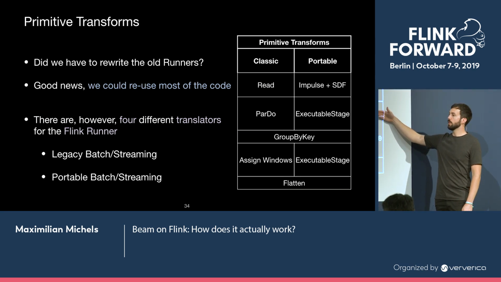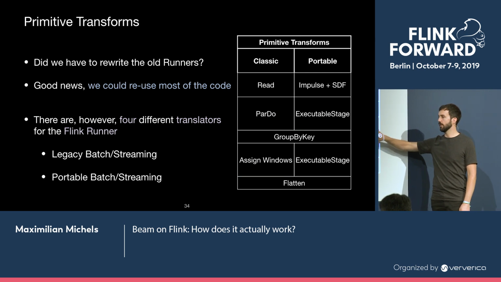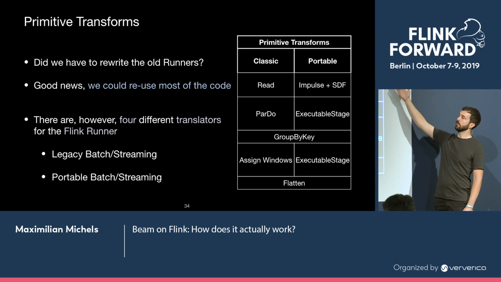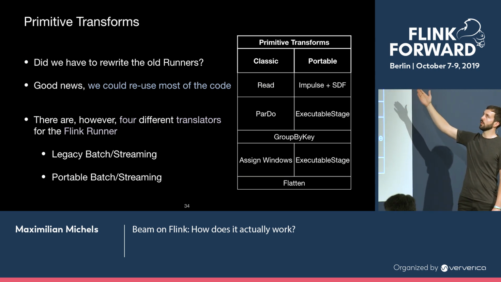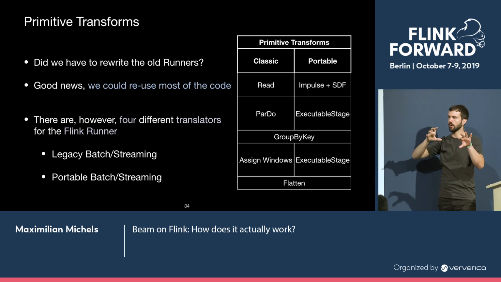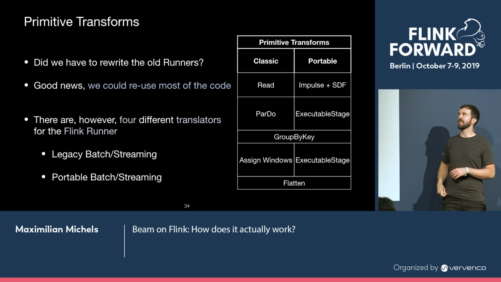And then we still have GroupByKey. We assign Windows also in the SDK, so we don't have to take care of this in the runner anymore. We still have Flatten. The one thing that changed in the course also is to replace Read, with this unbounded and bounded source interface, with something more generic, let's say.